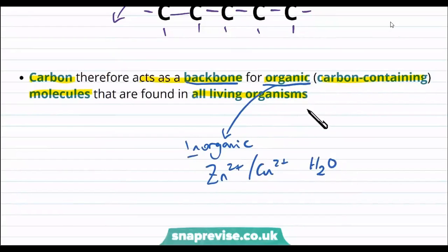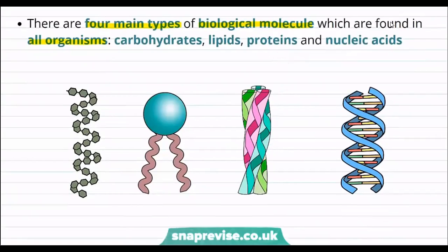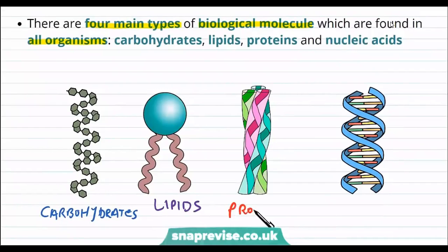When we think of organic, we're thinking of things like sugars and proteins, which we'll talk about next. So the biological molecules which make up life are based on carbon, as we just said. And there are four main types of biological molecule found in all organisms, regardless of where they belong in that family tree. And those four types are carbohydrates, sometimes referred to as sugars, lipids, sometimes referred to as fats, we have proteins, and we have nucleic acids, like DNA.